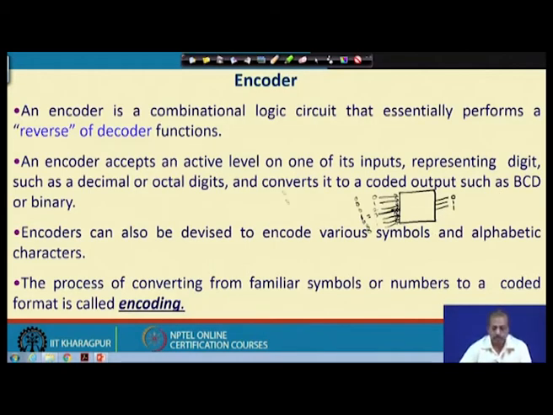Encoders can also be devised to encode various symbols and alphabetic characters. As I was telling, the process of converting familiar symbols or numbers to a coded format is known as encoding. So, the encoder performs the encoding operation.